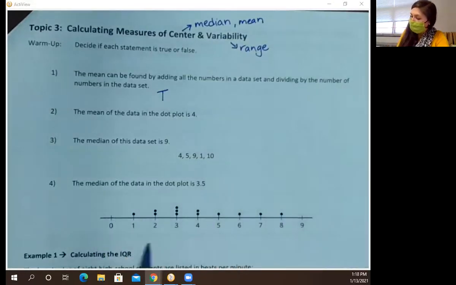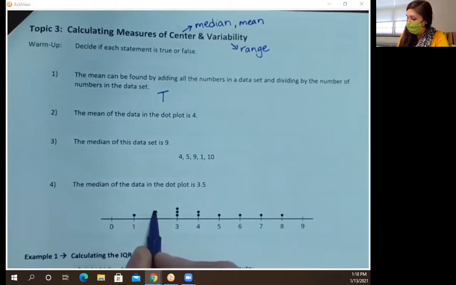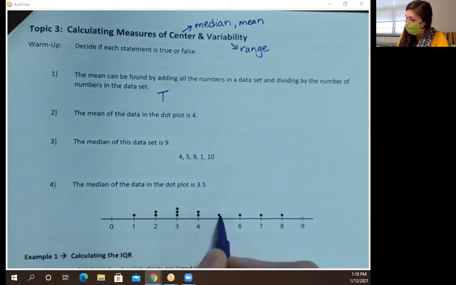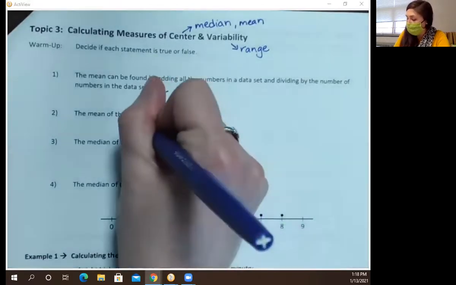For our dot plot down here at the bottom, is our mean 4? So I would add up 1 plus 2 plus 2 plus 3 plus 3 plus 3 plus 4 plus 4 plus 5 plus 6 plus 7 plus 8. And I would divide by 1, 2, 3, 4, 5, 6, 7, 8, 9, 10, 11, 12. Yeah, we would get a mean of 4 there.